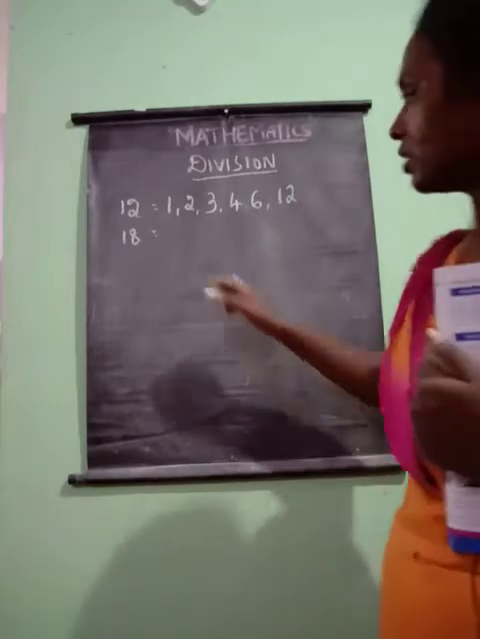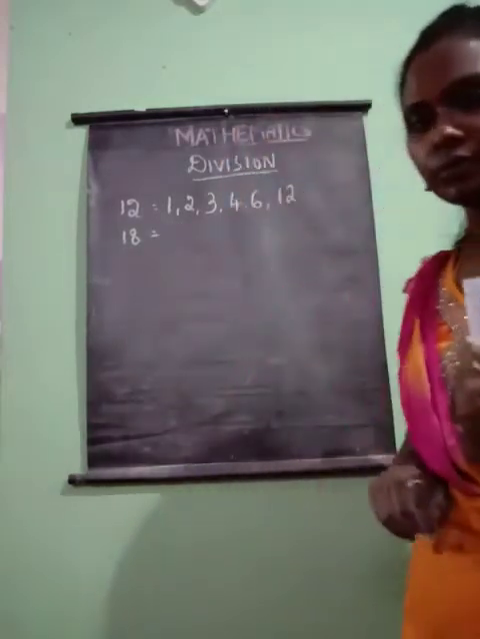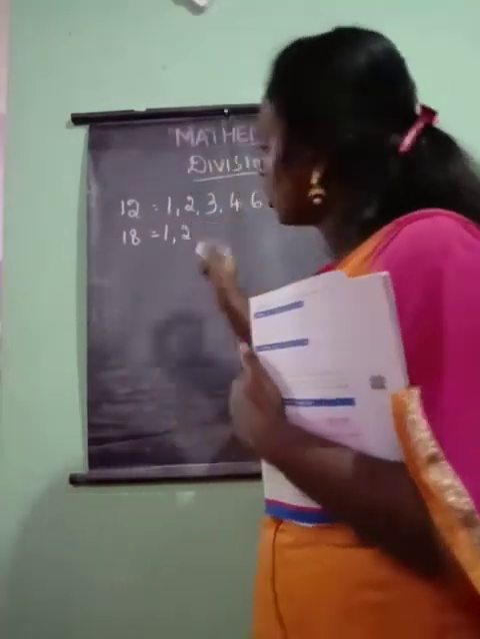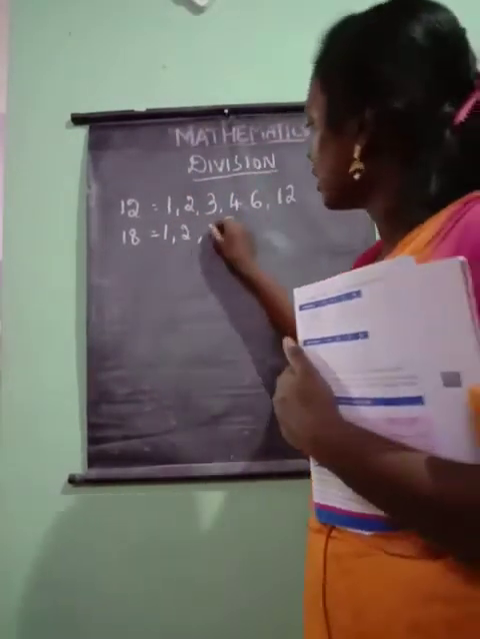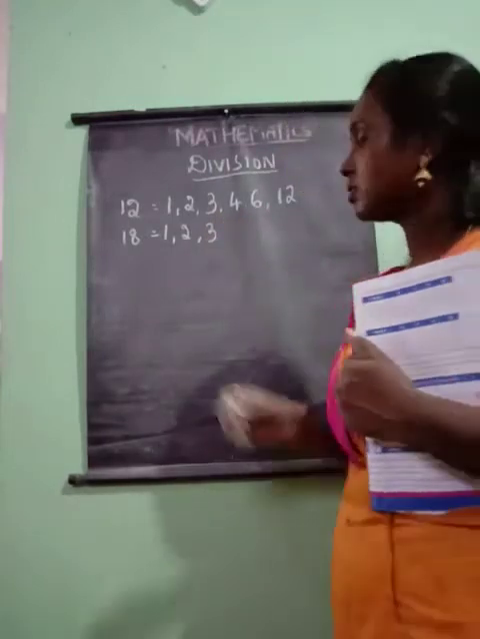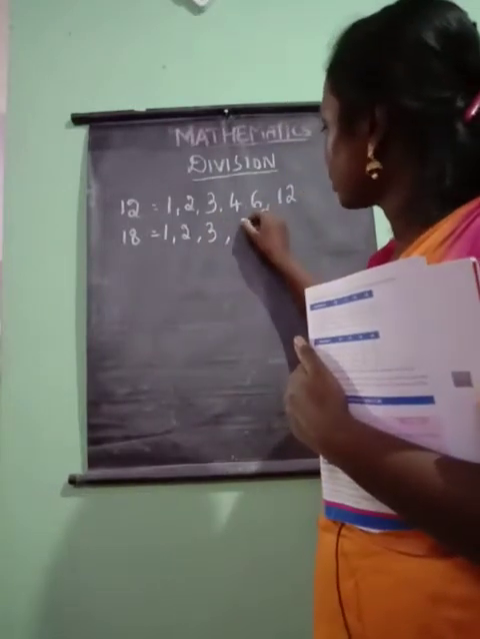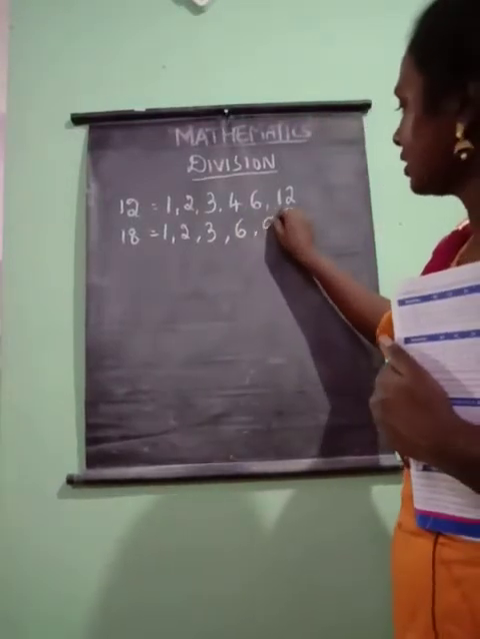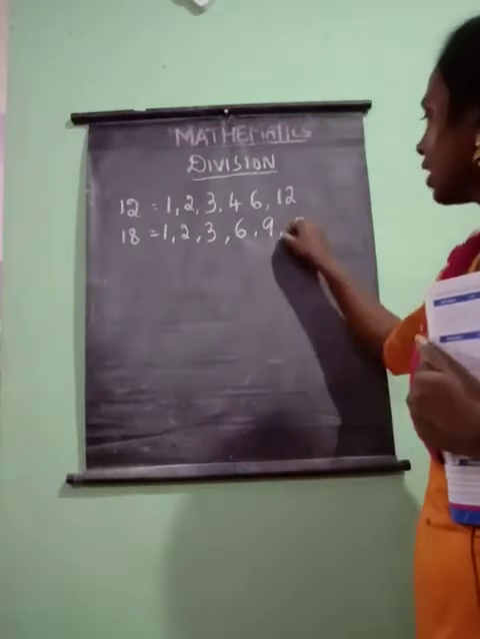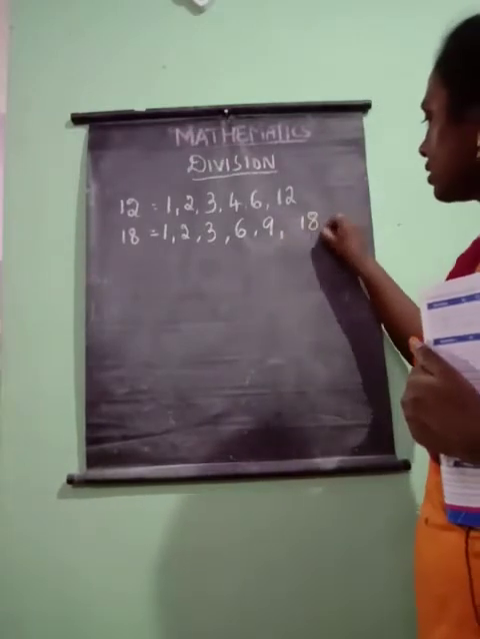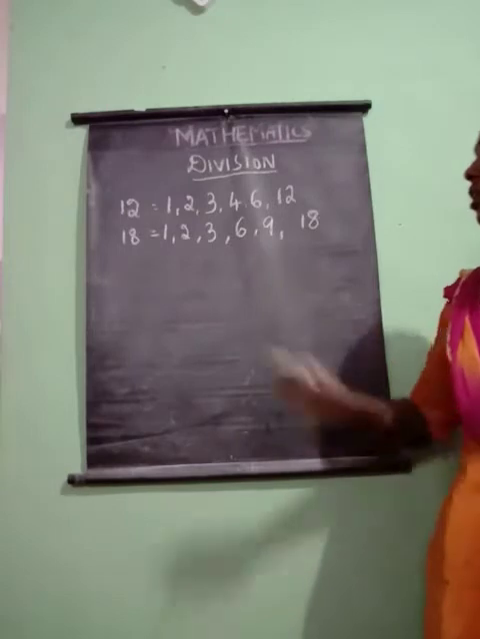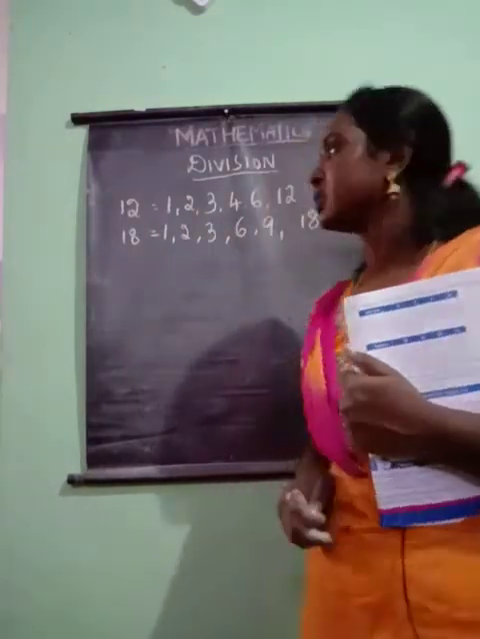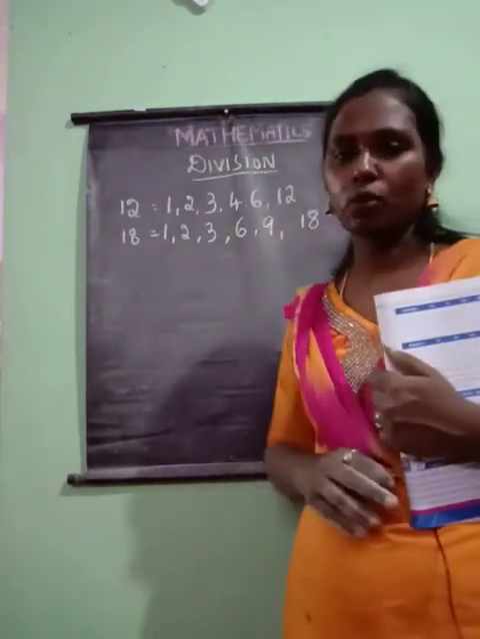Next let us find the multiples of 18. 1 18 is 18, 2 9s are 18, 3 6s are 18, 4 no, 5 also no, 6 3s are 18, 9 2s are 18, and 18 1s are 18. This is the list for 12, this is the list for 18. Now you can see some common multiples in both.